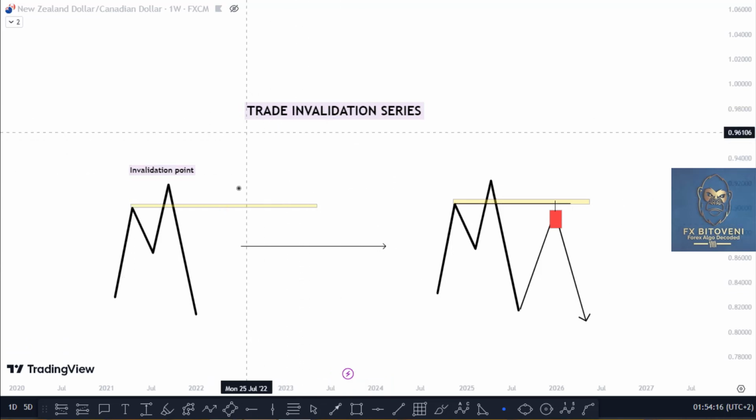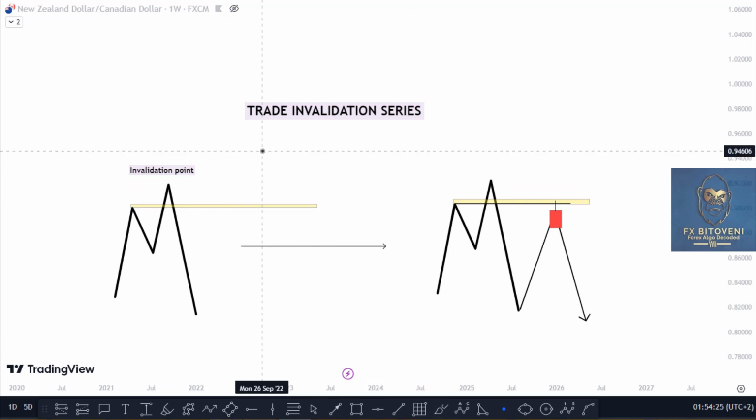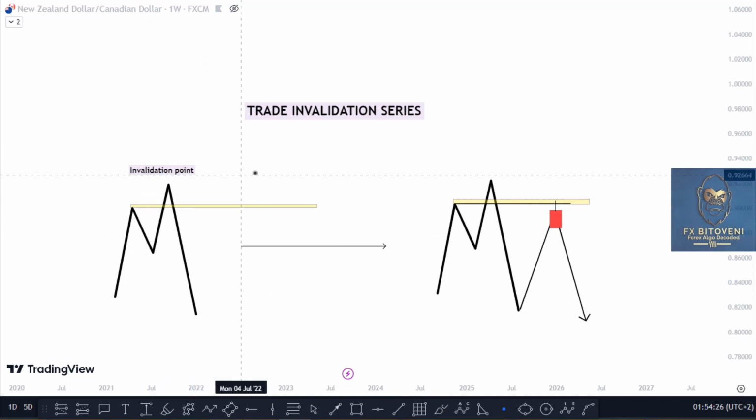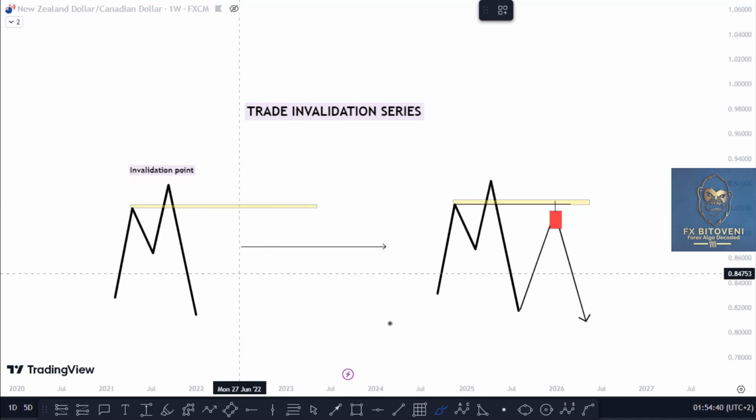So trade invalidation, basically, we say that we use a line chart to identify an invalidation setup, and I gave you an example of a classic invalidation setup, which is this one. In the first video we talked about it.